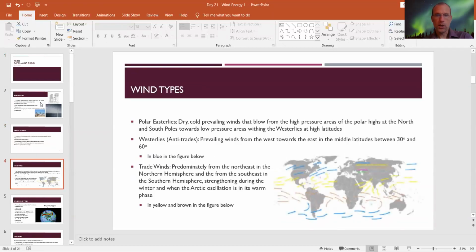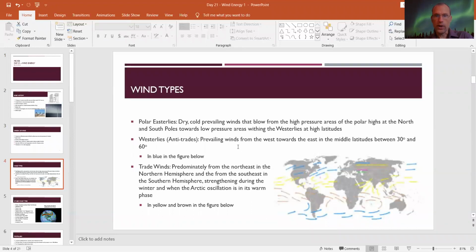A couple of different wind types as well. There are polar easterlies, dry, cold, prevailing winds blowing from high pressure areas, polar highs around the North Pole and South Pole, and that blows to lower pressure areas that are in the westerlies. So these westerlies are kind of between 30 degrees and 60 degrees of latitude. So basically kind of where we are and further north.